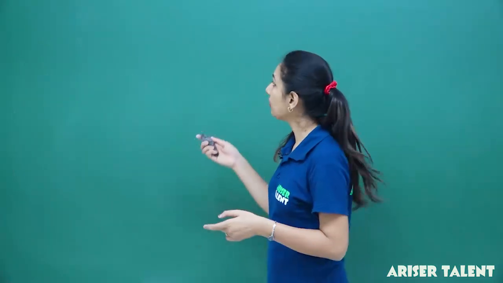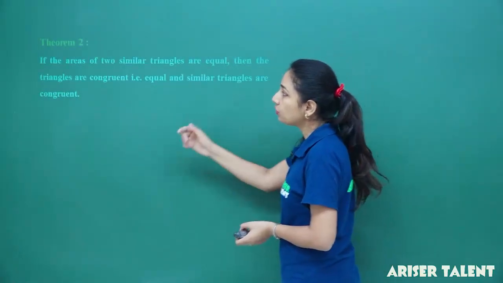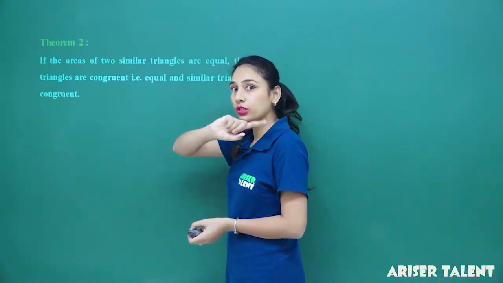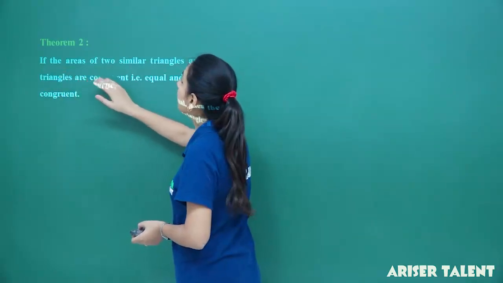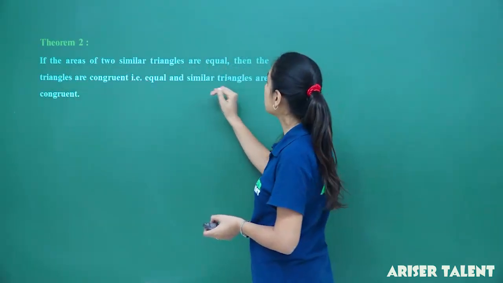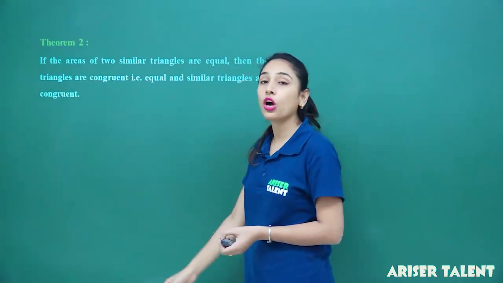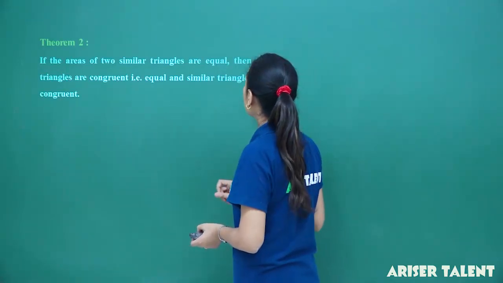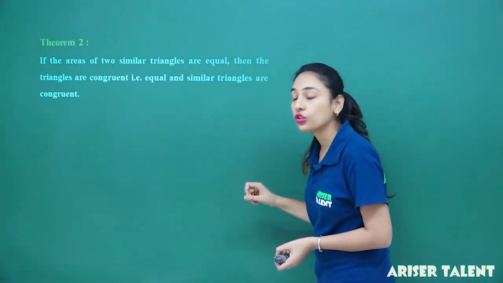Students, we were discussing the chapter Triangles, and in this chapter we were discussing theorems related to area, right students? So, we were discussing a theorem based on another theorem, theorem 2, which was related to theorem 1. If the areas of two similar triangles are equal, then the triangles are congruent. That is, equal and similar triangles are congruent.